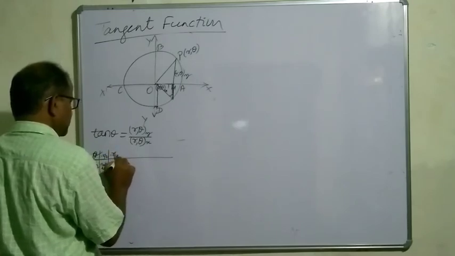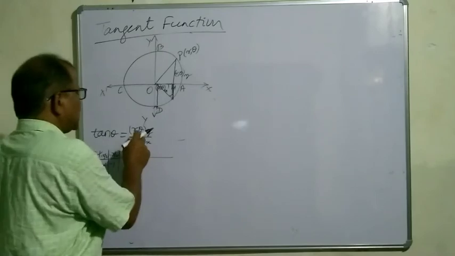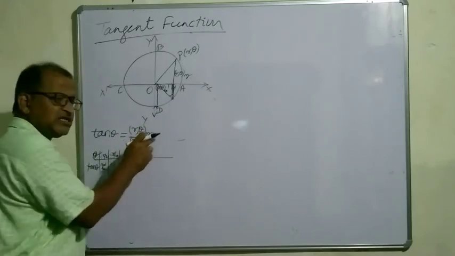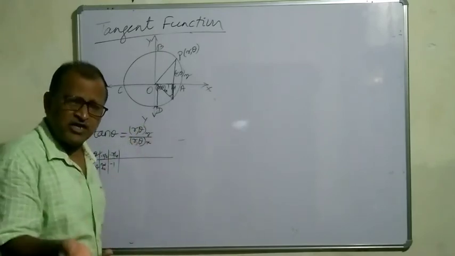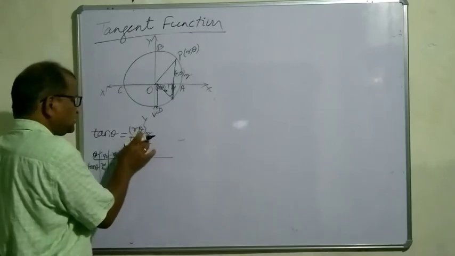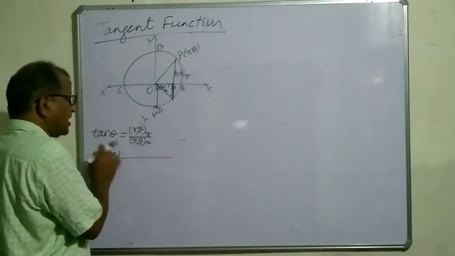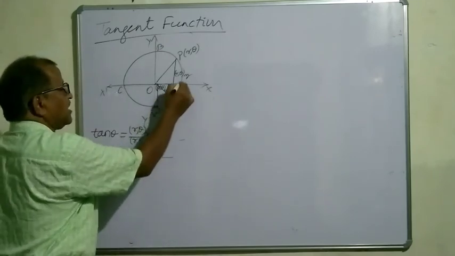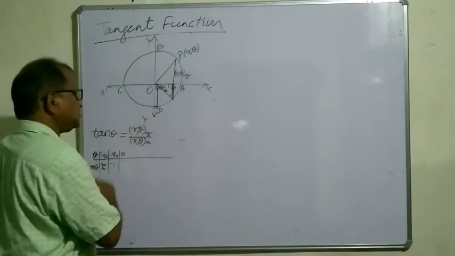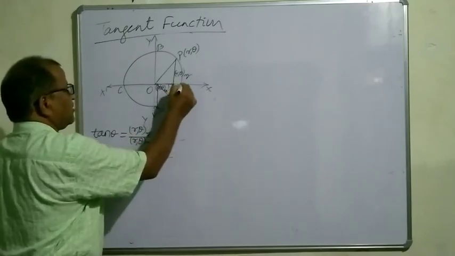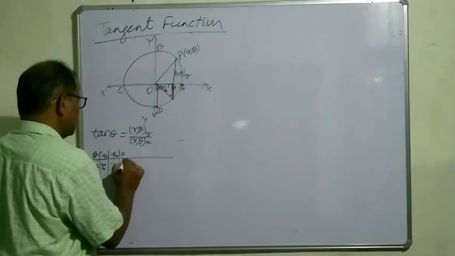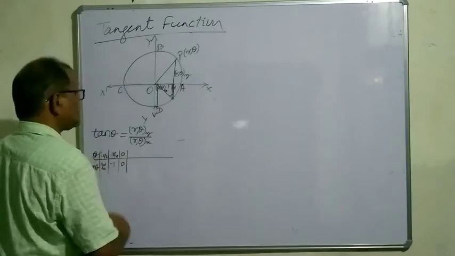1 minus 1. Sorry. Because r theta y is equal to r theta x numerically. But it is positive, it is negative. So it will be minus 1 here. And at 0, when it becomes 0, what will happen? Here r theta y is 0. So its value will be 0.